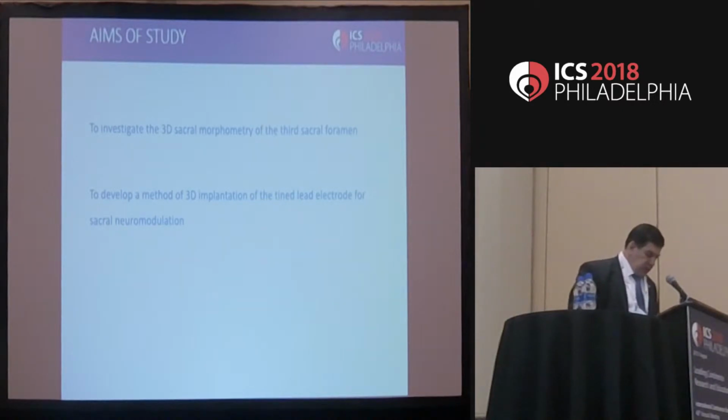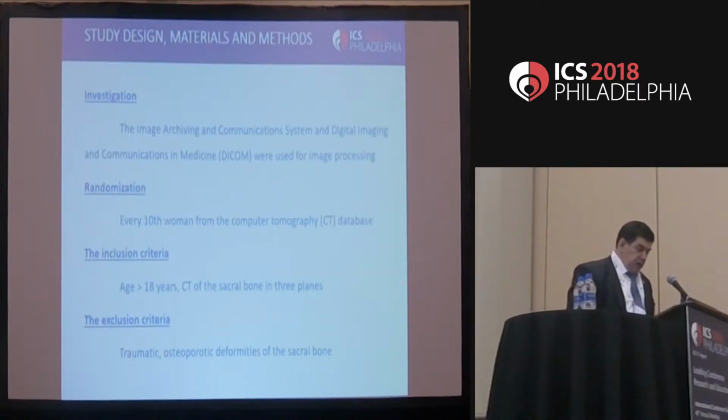The aims of our study were to investigate the 3D sacral morphometry of the third sacral foramen and to develop a method of 3D implantation of tine lead electrode. For our study design, we used CT scan of the sacral bone in 3 planes and DICOM for image processing. As you can see, inclusion and exclusion criteria are shown on the slide.